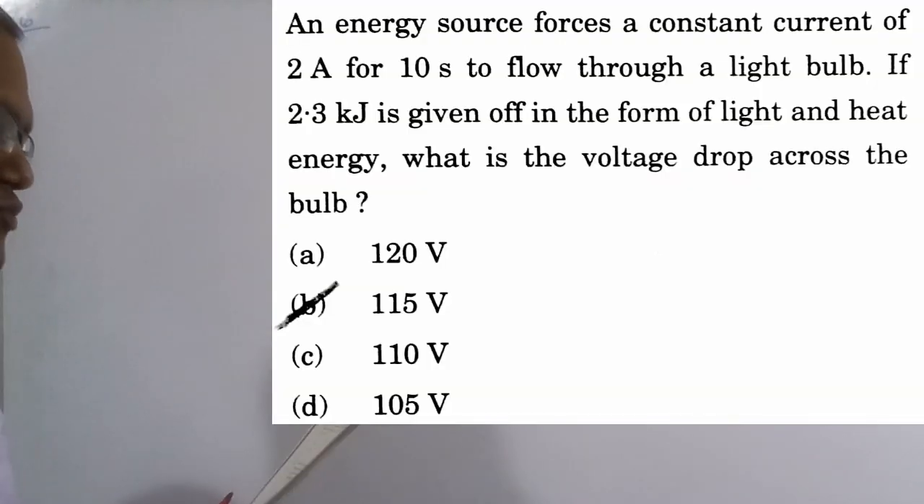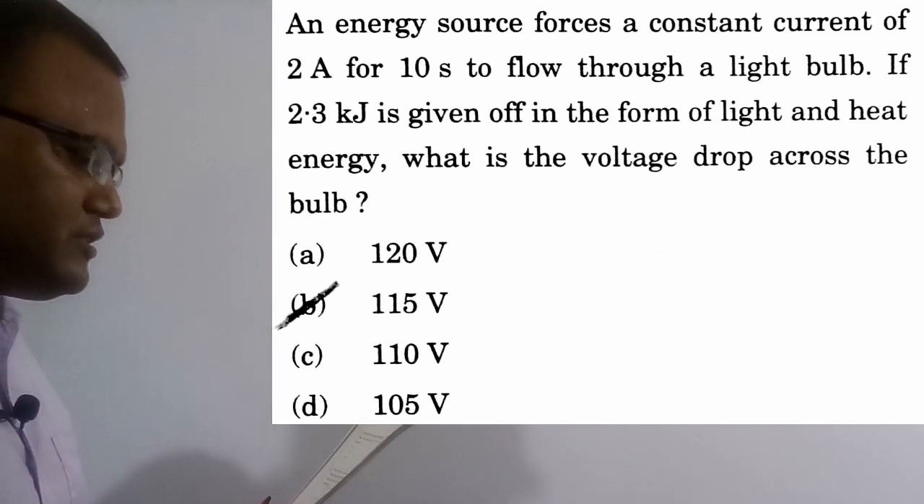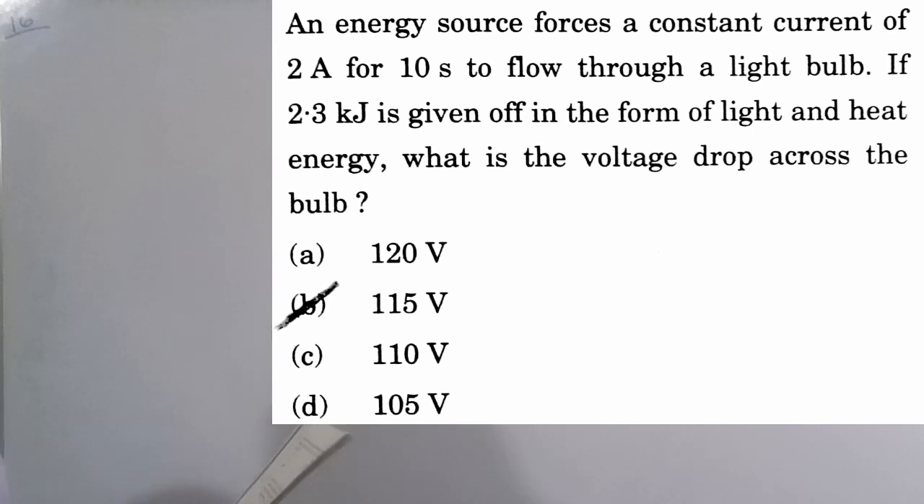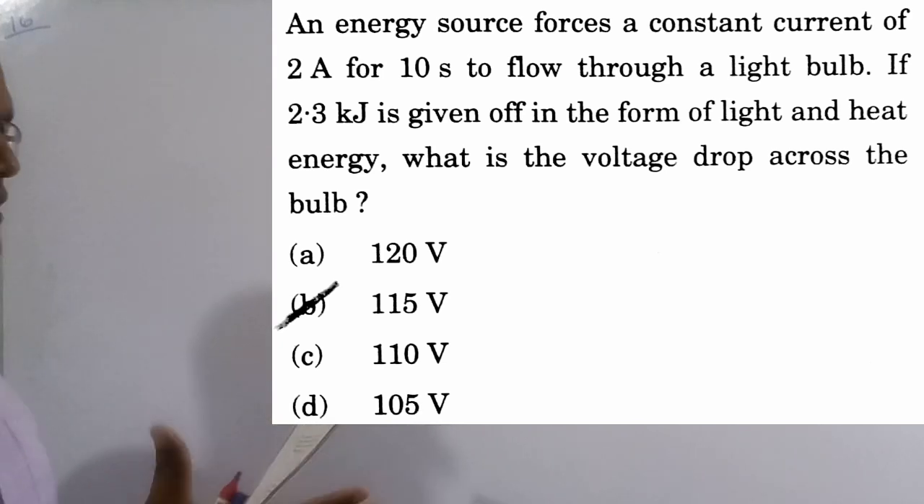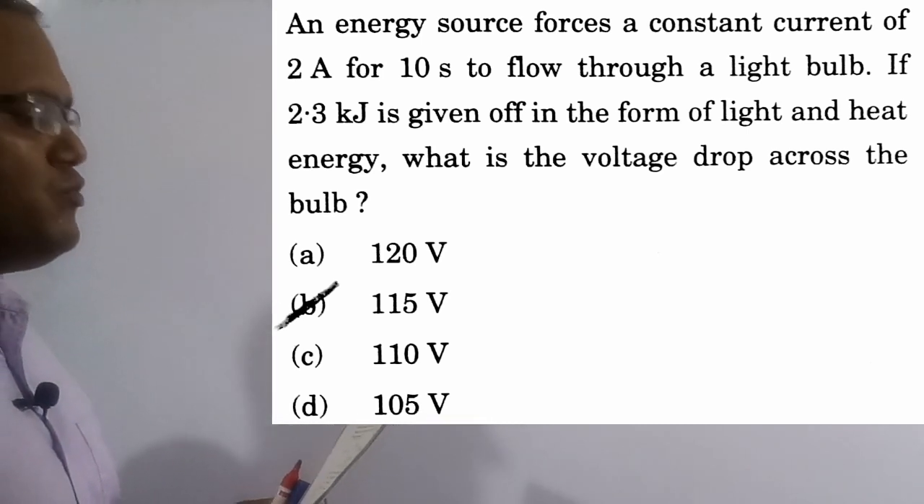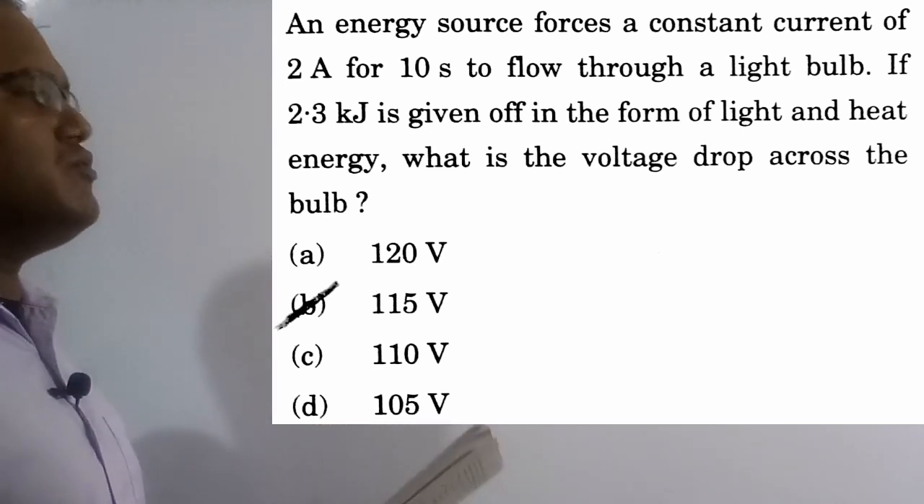Now we are going to solve the 16th question. See the question here. An energy source forces a constant current of 2 ampere for 10 seconds to flow through a light bulb. If 2.3 kilojoules is given off in the form of light and heat energy, what is the voltage drop across the bulb? So there is a bulb here. The current in the bulb is 2 ampere for 10 seconds, and the energy delivered by this bulb is 2.3 kilojoules in terms of light and heat, meaning overall energy. We need to find the voltage across the bulb. Out of the four options, option B, 115 volt, is the correct solution of this question.